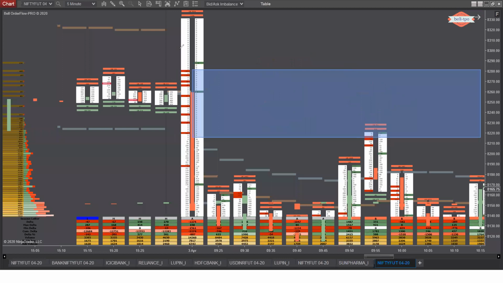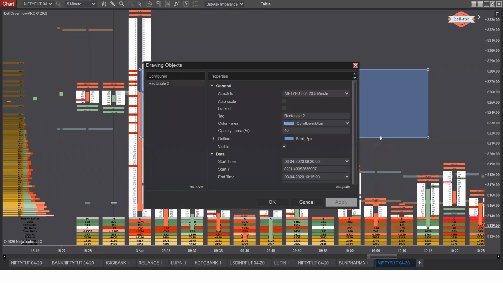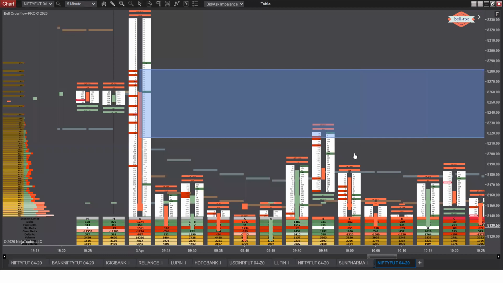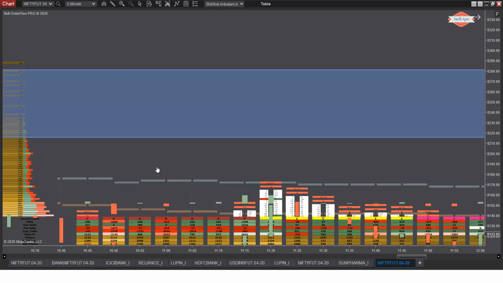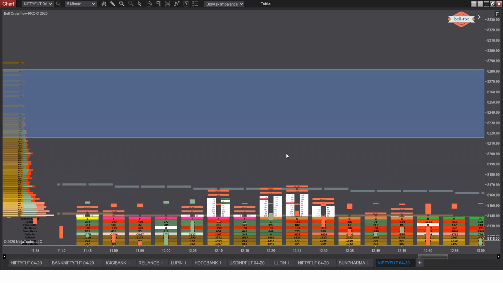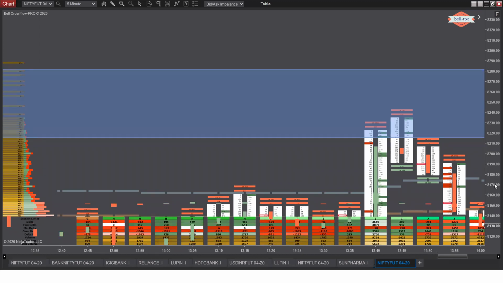So let me show you. Around 1 o'clock, right? I can extend this by double-clicking and changing the timings to something like 17, so that I'll be able to extend that rectangle. So now that becomes like a zone. Again, you can see that around the middle of the day also, similar buyers are trying to enter into this band. So buyers are pushing it really hard.